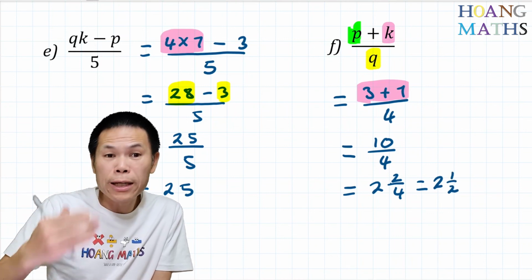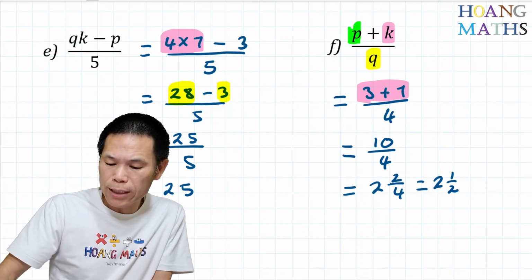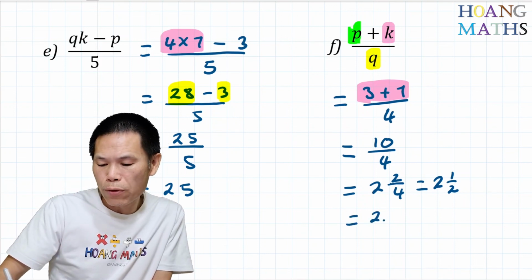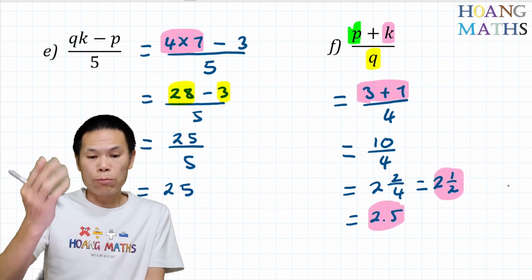Or it can be written as 2.5 if you like. So it doesn't matter which form you display your answer in. Or you can just write 2.5. And your answer should be 2 and a half or 2.5.